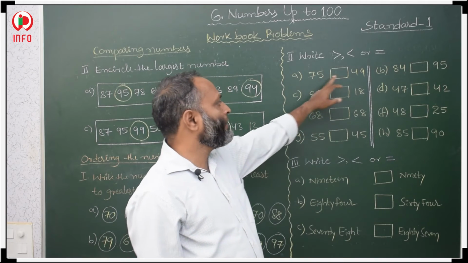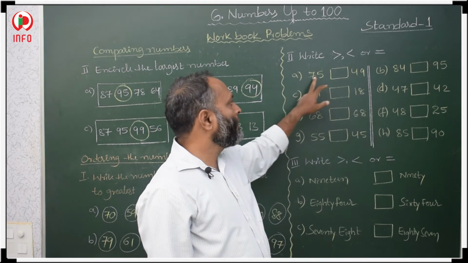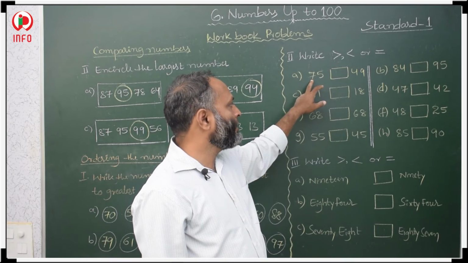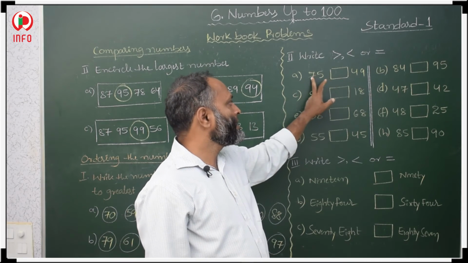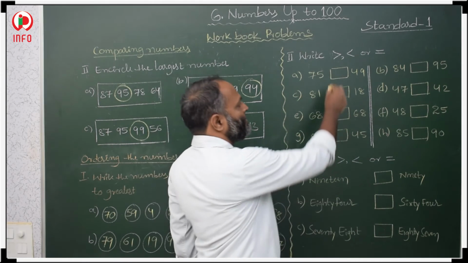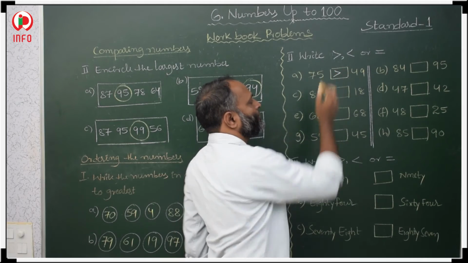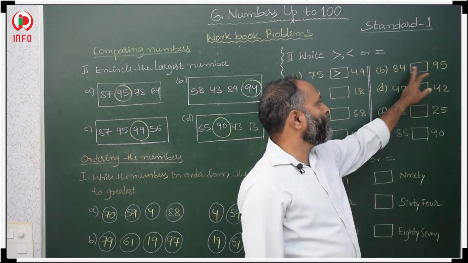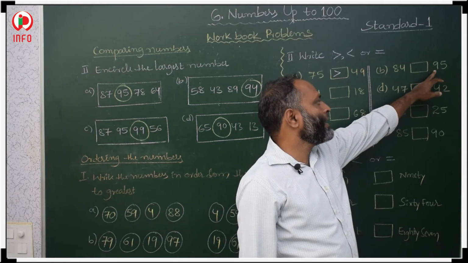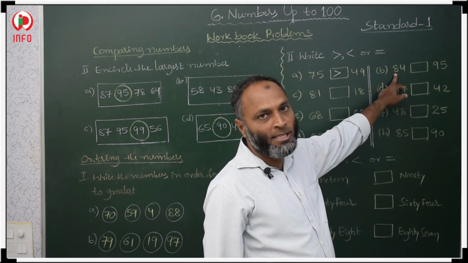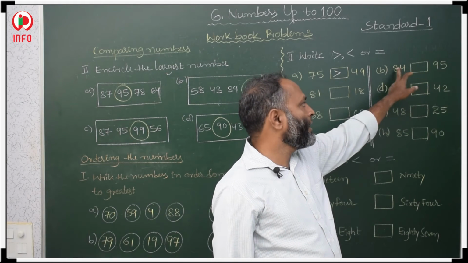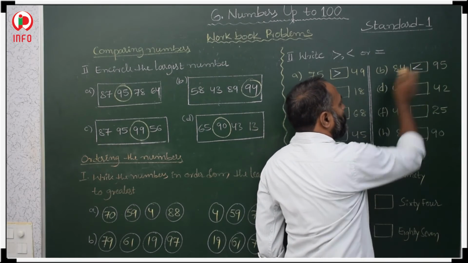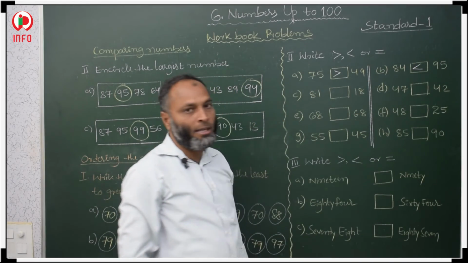Here 75 and 49. Check which one is greater and which one is least. Here in the tens place 7 is there, here 4 is there. 7 and 4, 7 is greater. So 75 is greater than 49. In the same way, 84 and 95. Here in the tens place 8 is there, here 9 is there. This is the least one. 84 is less than 95.